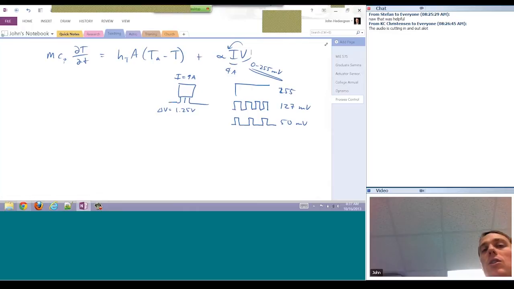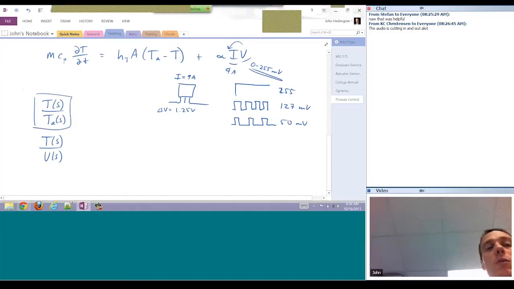Okay, so let's start with this, and we want to get a transfer function. We want to eventually get a transfer function T of S over T ambient, and also T of S over V of S. So we want to get both of those. Just keep that in mind. If we put a TA of S in, we get a T of S out. And if we put a V of S in, you can get a T of S out.